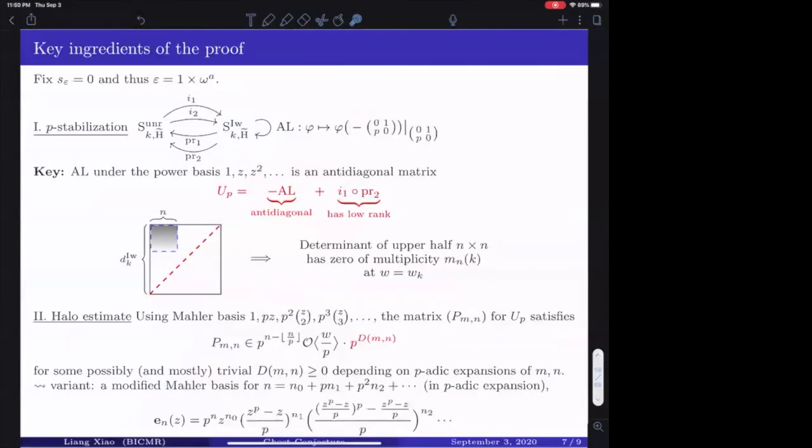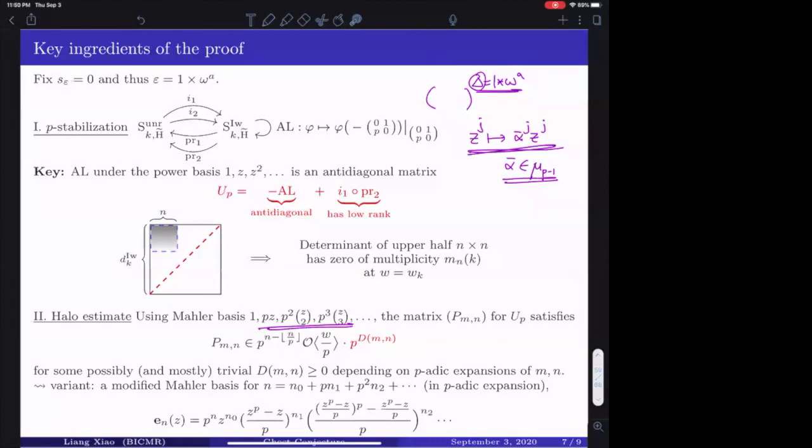Another technical thing I should mention is that when we talk about these spaces, there's always some group delta equals one cross omega to the a. And this delta action will act on z^j by some alpha^j z^j, for some alpha in mu_{p-1}. But the modular basis behaves very badly with respect to this kind of action. It will not send the basis to another basis, even up to a scalar.